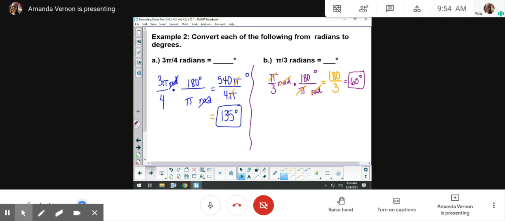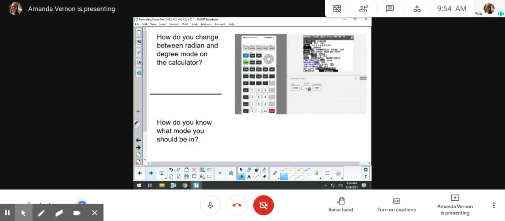All right, let's move on to just talking a little bit more about the calculator, and then we're going to practice typing in some components to the calculator. One of the biggest things that students struggle with is figuring out how to change between the different modes. So how do you change between radians and degrees? You're going to be using the mode button. The mode button is located right over here.